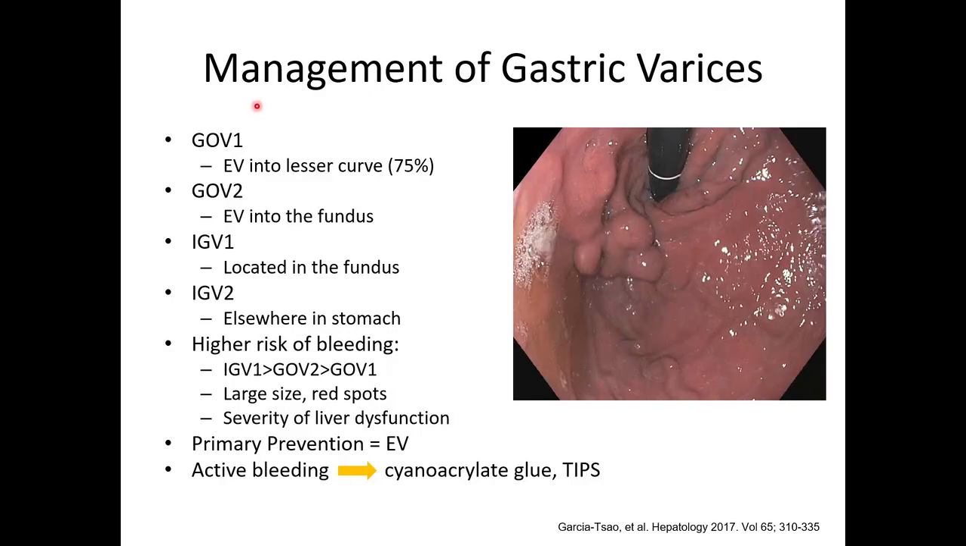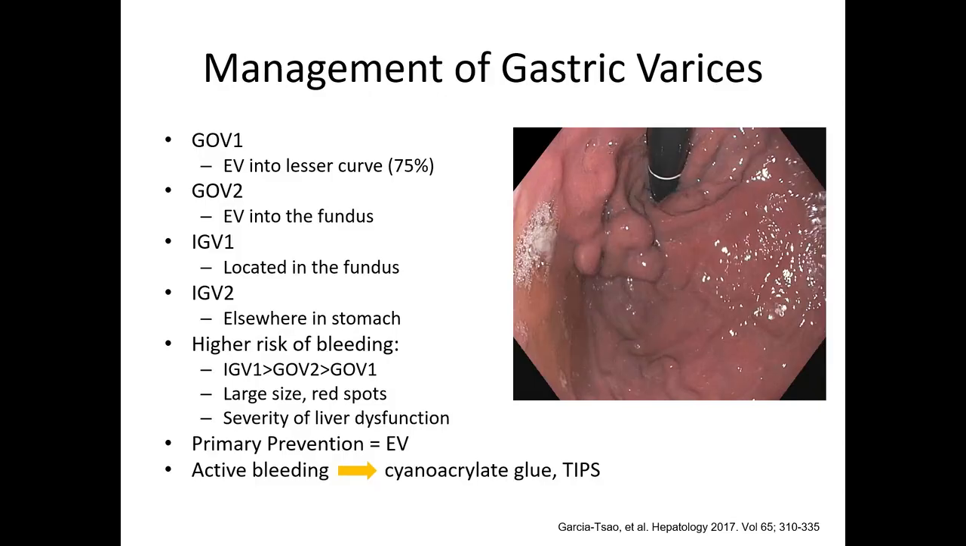The classification of gastric varices is outlined on the left, with GOV 1 and 2, isolated gastric varices 1 and 2. GOV 1 is the more common presentation of gastric varices, and it's esophageal varices that extend into the lesser curve. GOV 2 extends into the fundus. Isolated gastric varices 1 is located solely in the fundus, and isolated gastric varices 2 is somewhere else in the stomach. The risk of bleeding is highest in isolated gastric varices 1, followed by GOV 2, followed by GOV 1.